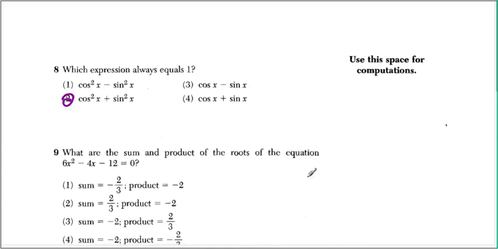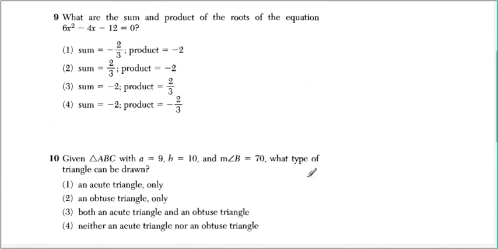Sum and product of the roots. Alright, remember that sum is equal to negative b over a, and the product is equal to c over a. So we have 4 over 6, which is 2/3, and the product is negative 12 over 6, which we know is negative 2. So that's choice 2.